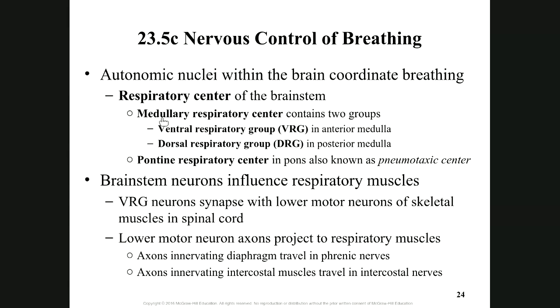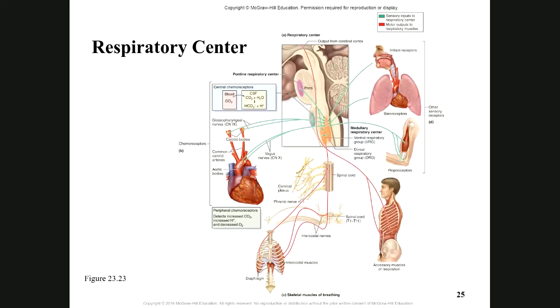The medullary respiratory center is divided into two parts. One part is located anterior or ventral. We call it VRG or ventral respiratory group. And one part is located dorsally or posterior. We call it DRG or dorsal respiratory group. And let me show you these parts on this picture.